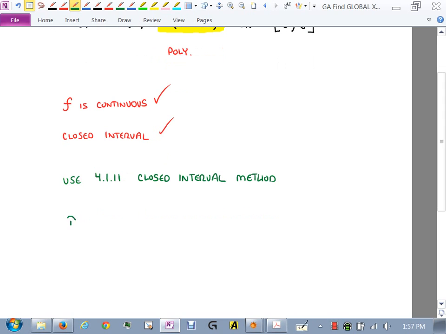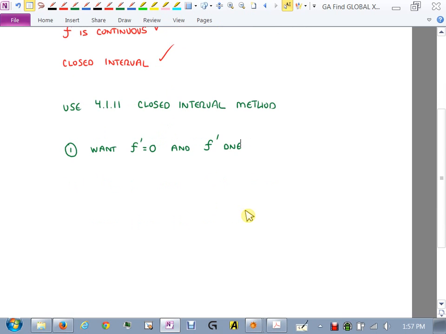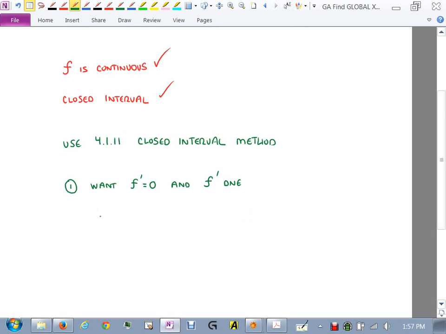First step, I need to figure out where the derivative is 0 and where it's undefined. So I want to know where the derivative equals 0, and I also want to know where the derivative does not exist. All right, so first thing, let's find the derivative. So let me write down f of x here.